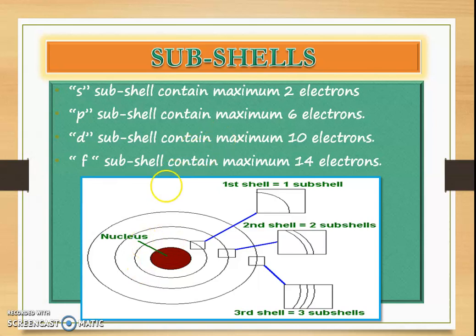The red part of the diagram shows the nucleus, which is the center of an atom. Now, this is the first shell. For n equal to 1, the K shell, it only has one subshell, which is represented by 1s. For the second shell, n equal to 2, it means we are talking about L shell, and it has 2 subshells, which are 2s and 2p. And for the third shell, n equal to 3, it means we are talking about M shell, and it has 3 subshells, which are 3s, 3p and 3d respectively.